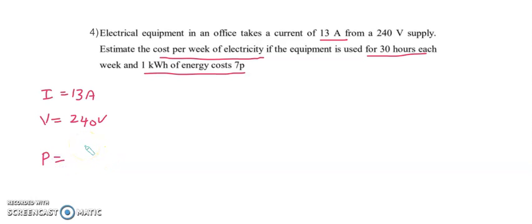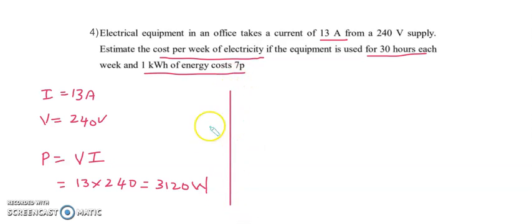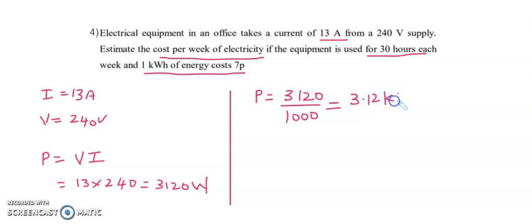Power is what? Yes, it's VI, voltage into current. That is 13 multiplied by 240, which gives me 3120 watt. Okay, but my electrical unit of consumption is 1 kilowatt hour. So I have to change the power into kilowatt. So 3120 should be divided by 1000 to change it into kilowatt. That will be 3.12 kilowatt.